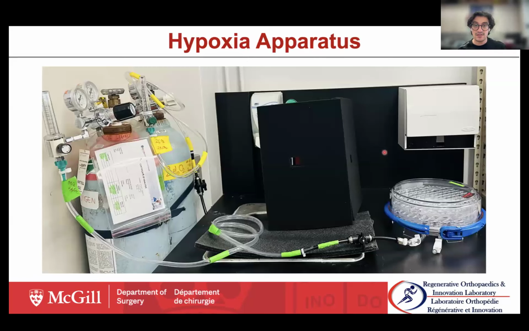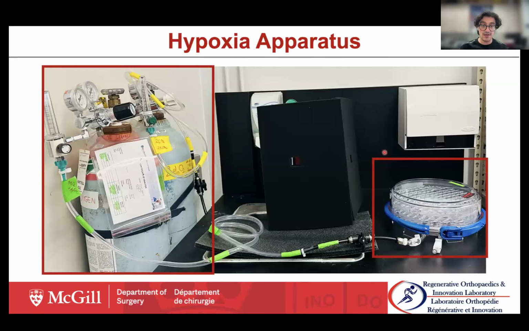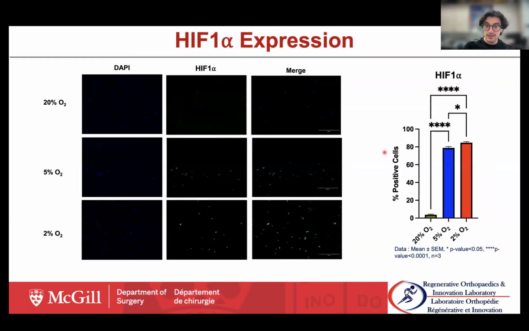So this is the hypoxia device that we use. We have these hypoxia modular incubator chambers that can be sealed with the cell culture vessels inside, and then they're flushed with our hypoxic gas mixture, in this case the 5% and 2% O2 concentrations that I mentioned, and then they're sealed and placed inside the incubator. So the first thing that we wanted to determine is whether these cells are effectively experiencing hypoxia, and one of the things that we can do is look for the expression of a marker of hypoxia, which is hypoxia-inducible factor 1 alpha.